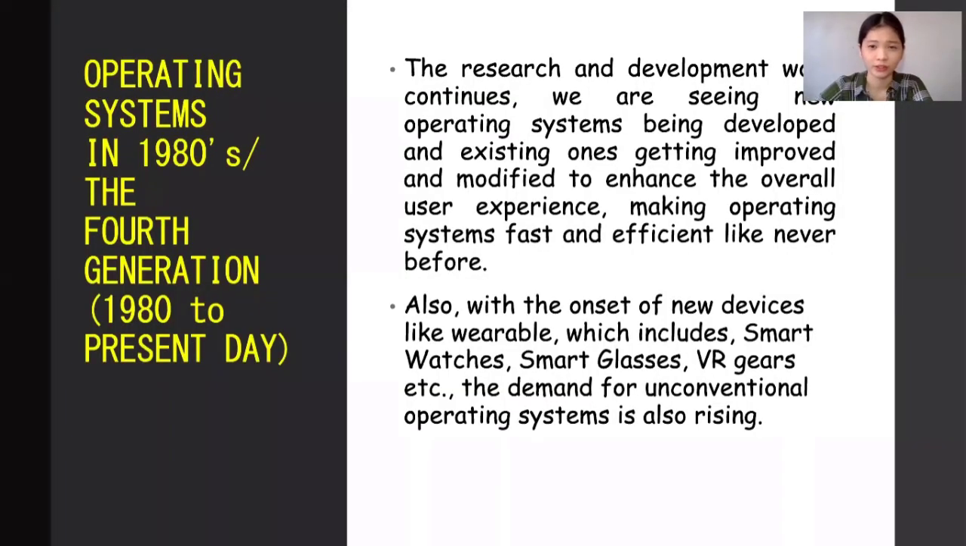So here, the research and development work continues. We are seeing new operating systems being developed and existing ones getting improved and modified to enhance the overall user experience, making operating systems fast and efficient like never before. Also, with the onset of new devices like wearables, which include smartwatches, smart glasses, VR gears, and many more, the demand for unconventional operating systems is also rising.